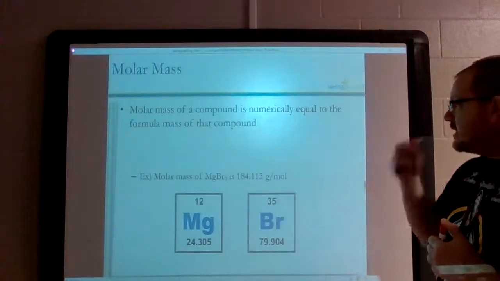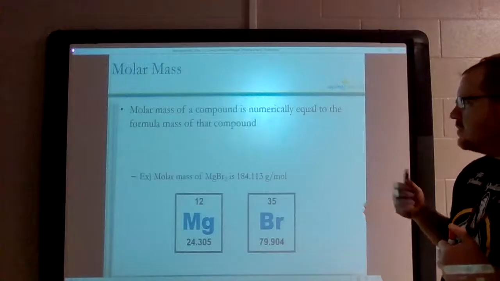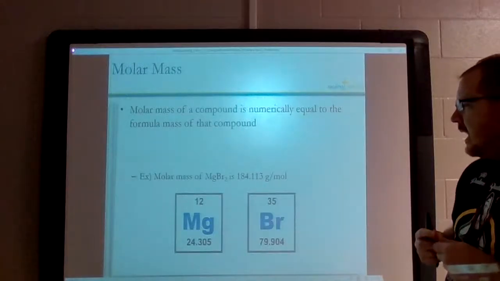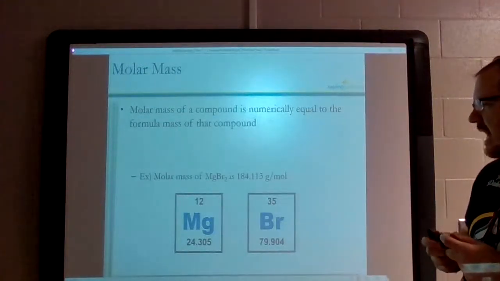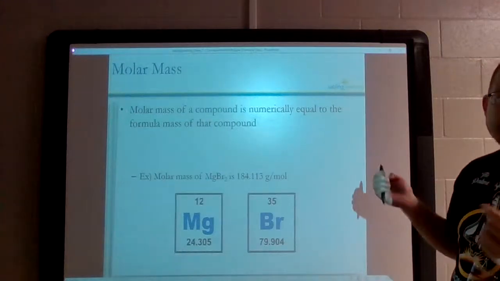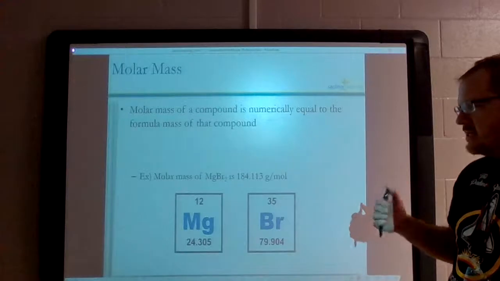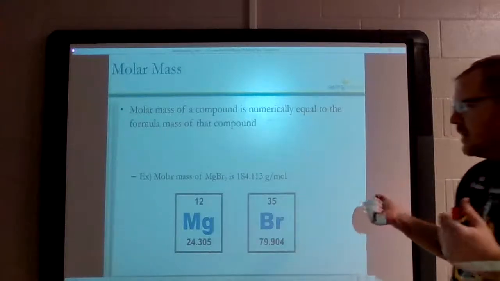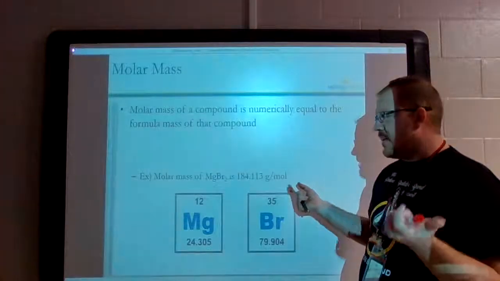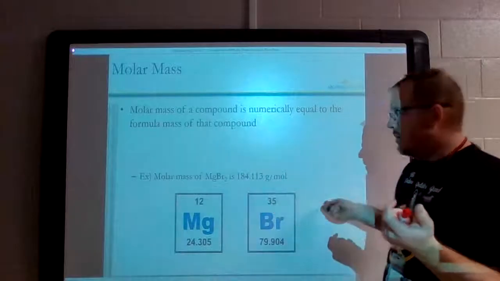So they're saying the molar mass of the compound is numerically equal to the formula mass of that compound. So if I were to just add up the individual atoms of 1 magnesium and 2 bromines, I should get the exact same number. Just instead of atomic mass units, it's in grams per mole.